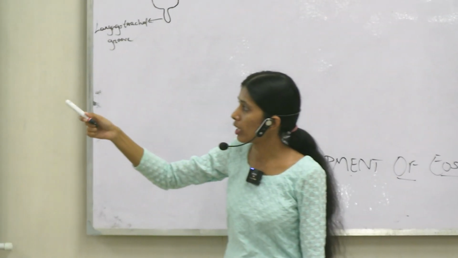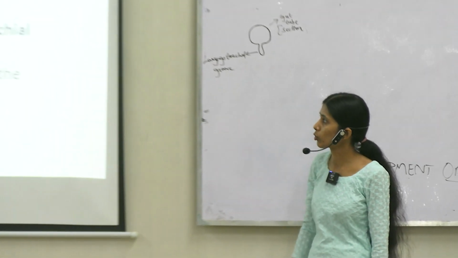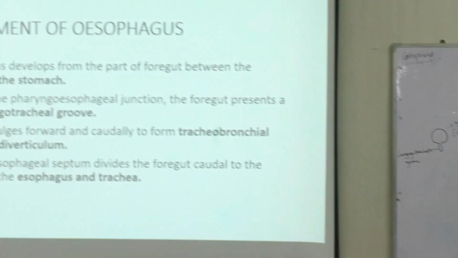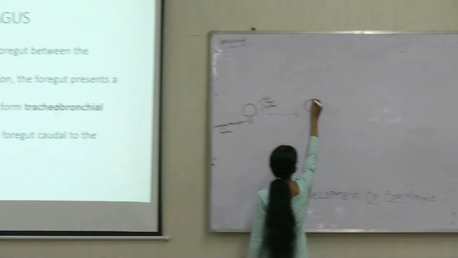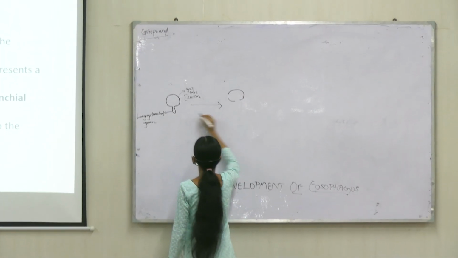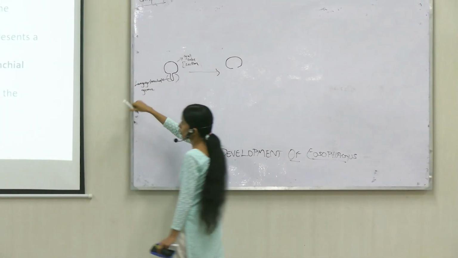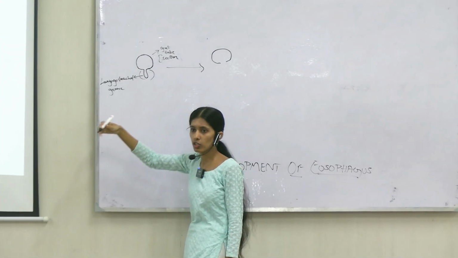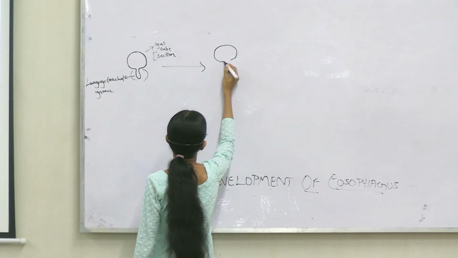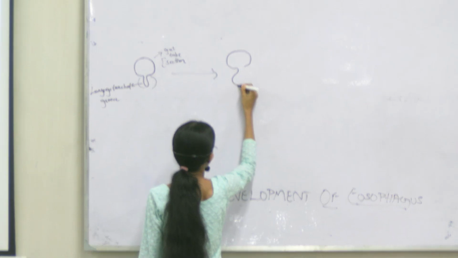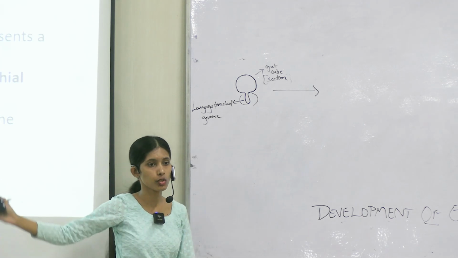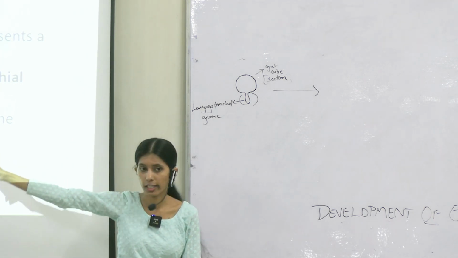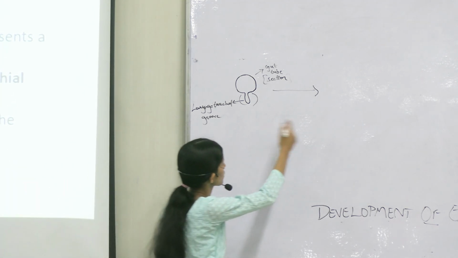Next, the groove bulges forward and caudally to form a tracheobronchial diverticulum. Okay, so we have a gut tube. From this, the groove is going to bulge in the forward direction and also caudally. So it forms some structure like this. This is your gut tube, this part, and this is the groove that is called laryngotracheal groove. It is mentioned in the second point.